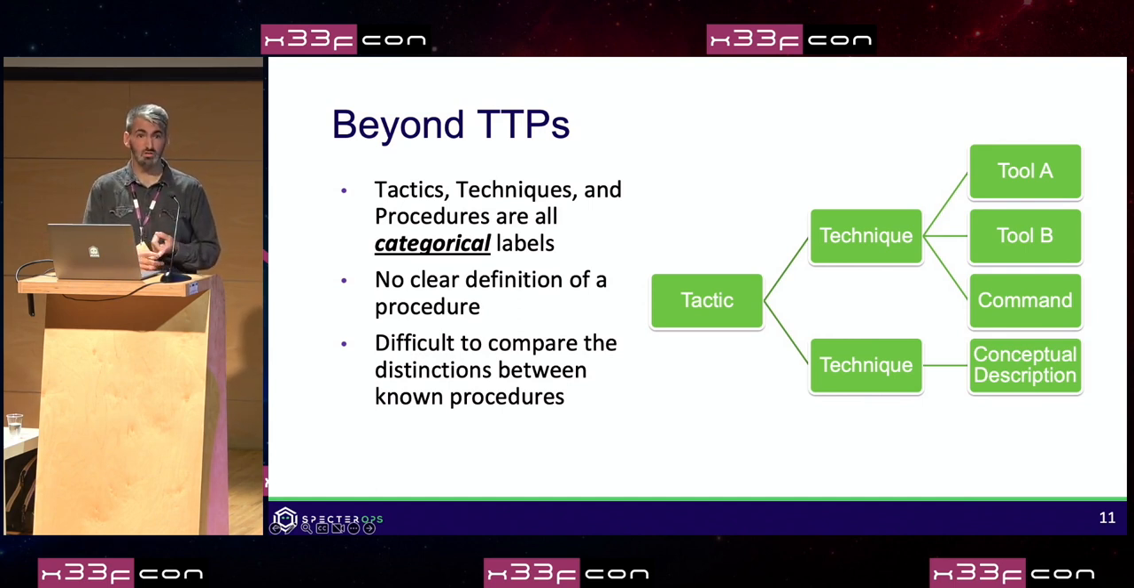Sometimes it's a tool, sometimes it's a specific command with specific command line arguments. Sometimes it's just a general narrative description of how you might approach a specific technique. This makes it extremely difficult to compare the distinctions between known procedures for a given technique, let alone to say, I know when I've written a detection rule that covers all the procedures for XYZ technique, or whether there are alternative implementations of a technique that you want to execute while you're on a red team engagement.